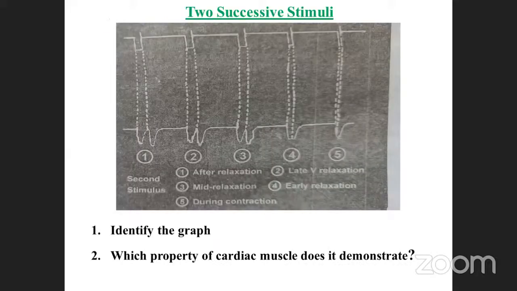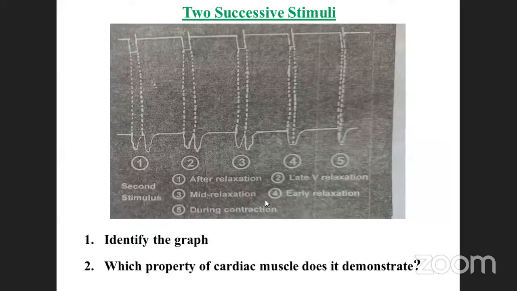We have discussed this. This is actually first, that is after relaxation. Second, late relaxation. Then the third one is mid relaxation. So the height of contraction in this graph is slightly more as compared to the first. Then at the early relaxation, there is a fourth. The height of contraction should be more here.